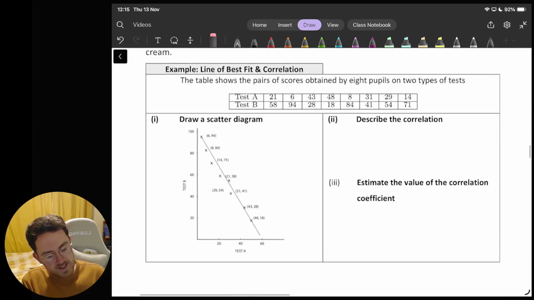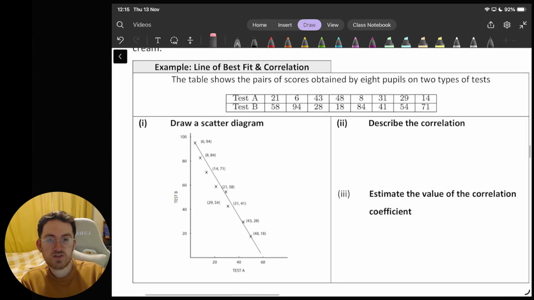Looking at another example, this example gives us two tests on which 8 people scored different results, and we're trying to compare the results across the two tests. We've started by plotting this on our scatter plot here, and the first point we have is 21 on the first test, 58 on the second test. That's this point in the middle that I've highlighted. So 21 on test A, 58 on test B, and we mark it in.